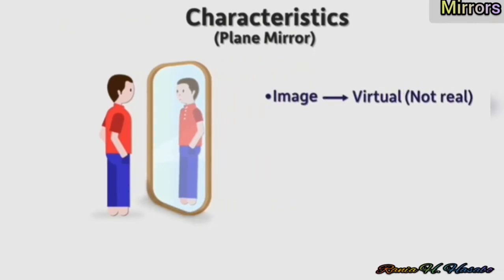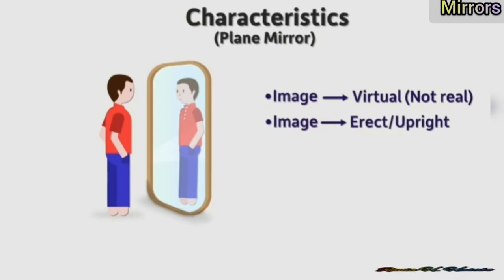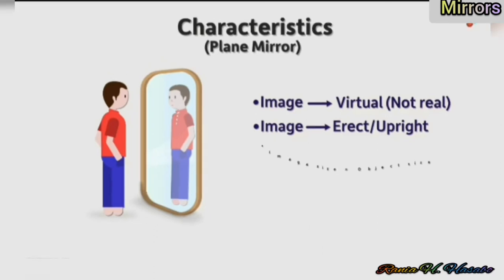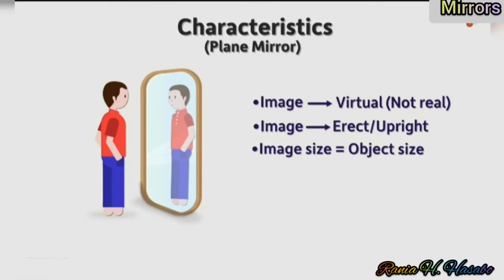Now again, the properties of the image formed by the plane mirror. Number 1, virtual image which can't be received on the screen. Number 2, erect or upright, not inverted. Number 3, image size is equal to object size.